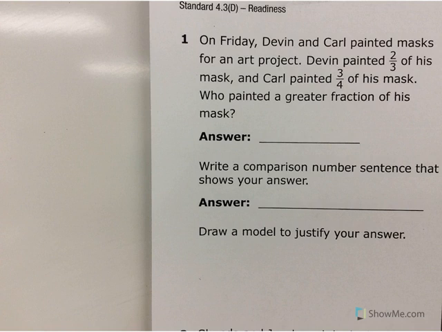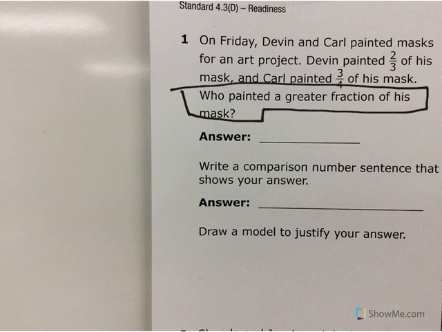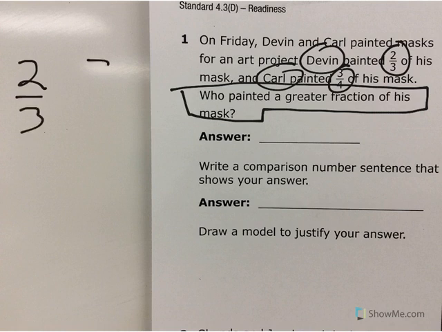Okay, so I need to go ahead and box in my question. It says, who painted a greater fraction of his mask? So we're going to look at, so Carl did 3/4 and Devin did 2/3. So what we're going to do is compare 2/3 and 3/4. So I have 2/3 and 3/4. I'll cross multiply.